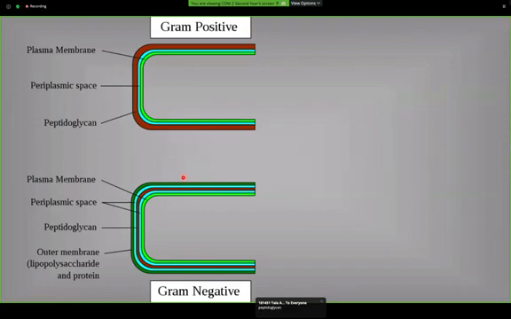Exactly. The periplasmic space in gram-positive bacteria is the external part of the cytoplasmic membrane and the internal part of the cell wall. So it is located between the cytoplasmic membrane and the cell wall in gram-positive, okay? In gram-negative bacteria, it's located between the external side of the cytoplasmic membrane and the internal side of the peptidoglycan.